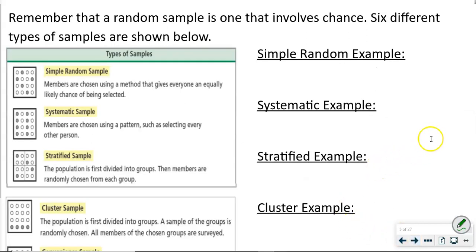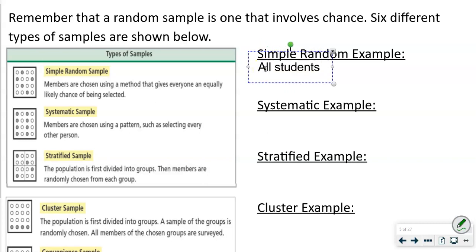All right, so remember that a random sample is one that involves chance, so 6 different types of samples are shown below. The first one is a simple random sample, okay? So members are chosen using a method that gives everyone an equally likely chance of being selected. So an example of a simple random sample would be all students' names at Archer High School are put into a box and drawn, and we draw out 100, okay? So we're going to type that up. So all students at Archer, we'll just say AHS.